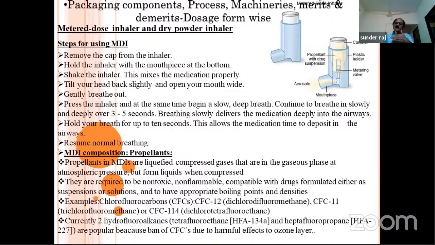The commonly used propellants are chlorofluorocarbons, CFC 12, CFC 11, and CFC 114. Currently, two hydrofluoroalkanes, that is, HFA 134a and heptafluoropropane, are popular, because you know that CFCs damage the ozone layer. That is the reason now the advanced countries, America and all European countries, have banned CFCs, but India is still using them, because India has been given some exemption. But we need to stop using CFCs. CFCs will damage the environment. So you should use only non-CFCs, like the currently used two hydrofluoroalkanes.